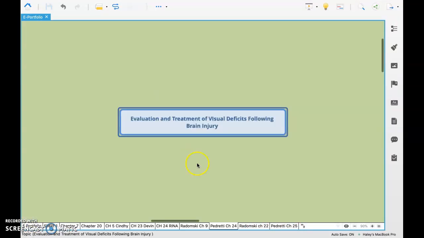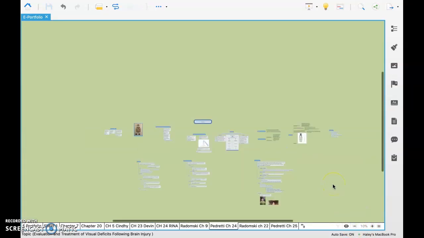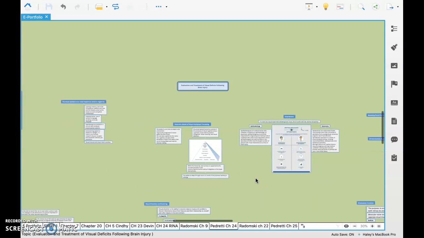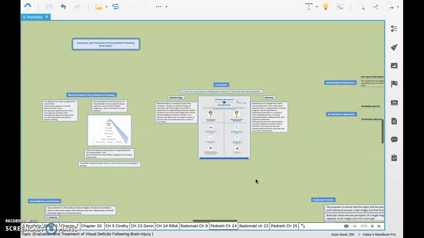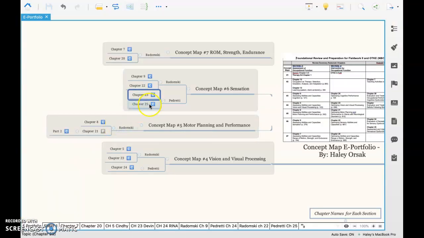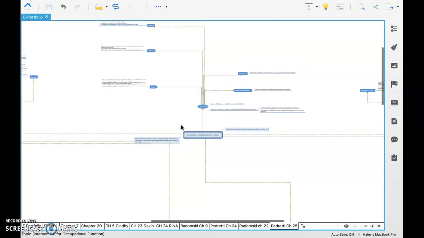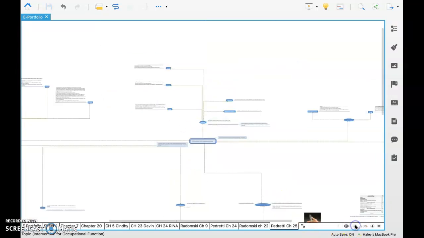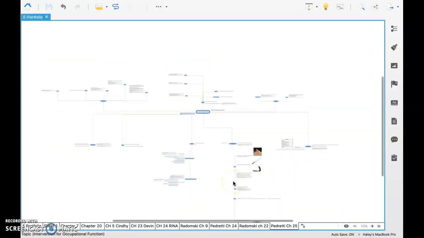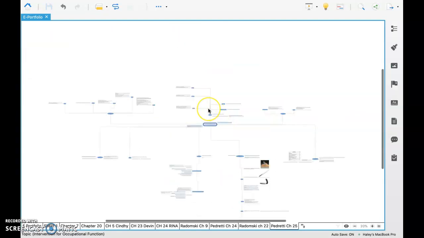For chapter 23, zoom out here so I can see it better. I liked this one because it was easy to follow this little straight line here and straight line here, and good graphics, good visuals from the tables and the charts. And then chapter 25. Zoom out a little more. This one was also set up well, very organized.